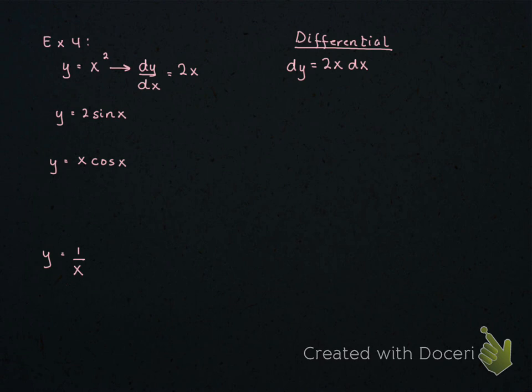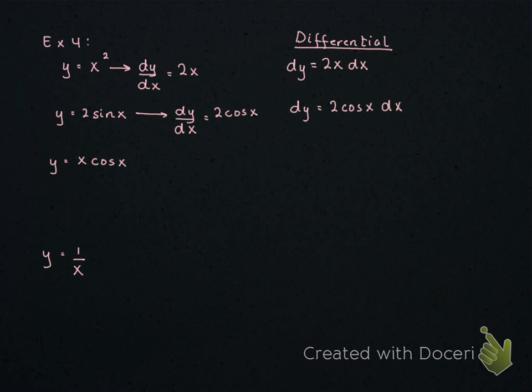Okay? So if y is equal to 2 sine of x, the derivative with respect to x is 2 cosine of x. So the differential is dy equals 2 cosine of x dx. Now the third one is x times cosine of x.